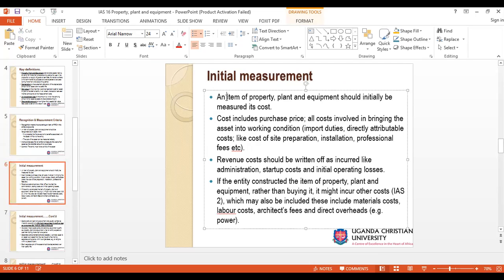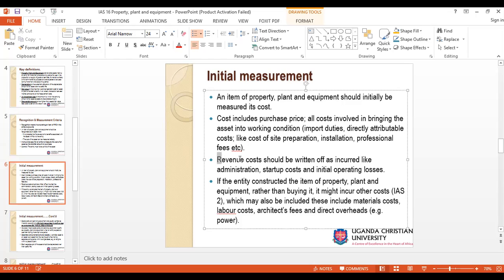Next, measurement. Let's look at measurement of an item of property, plant, and equipment according to IAS 16. An item of property, plant, and equipment should initially be measured at cost. Cost means the purchase price and all other costs that you incurred to bring the asset into its working condition. They could be import duties and directly attributable costs like site preparation, installation, professional fees, etc. So you are looking at the purchase price plus any other cost you incurred before you bring the asset to its present location and working condition.